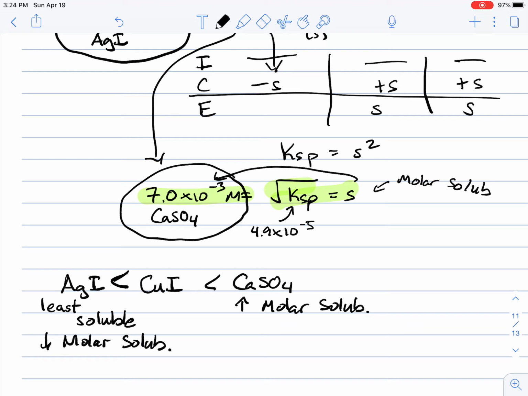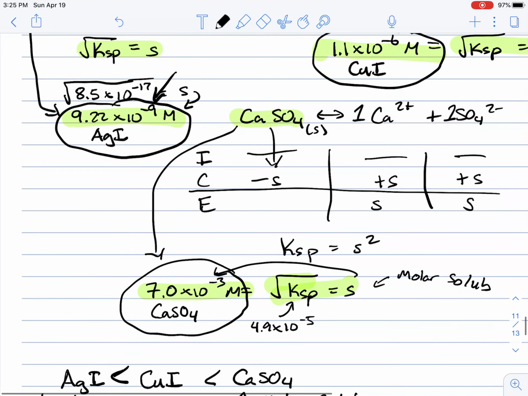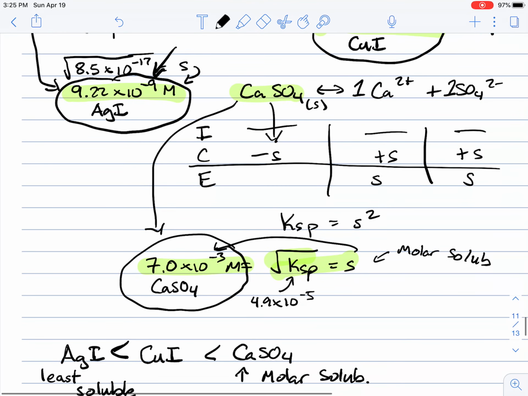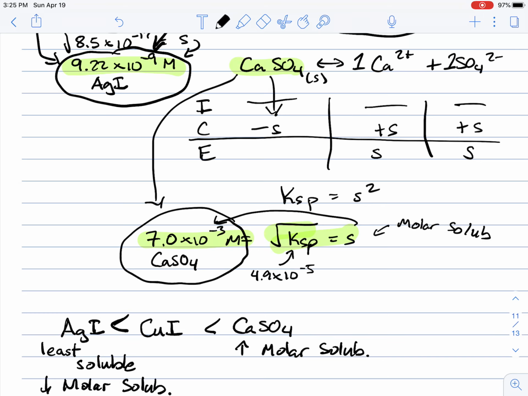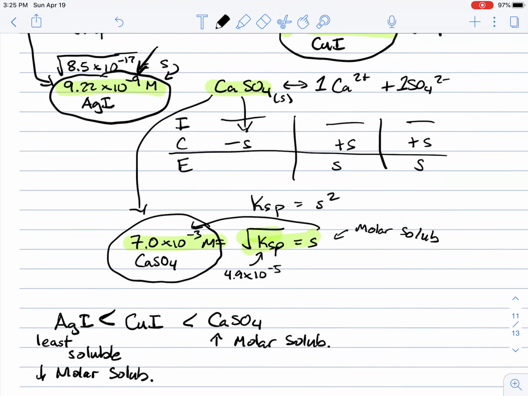Okay. So if you have a precipitate that's composed of silver iodide, it really does not want to lose its ions. It really doesn't want to dissociate. It's going to stay as a precipitate most of the time, but there's still some that will dissolve. 9.22 times 10 to the negative 9 is the concentration of the silver and iodide that's present in that solution. So it's not a lot, but there's still some.